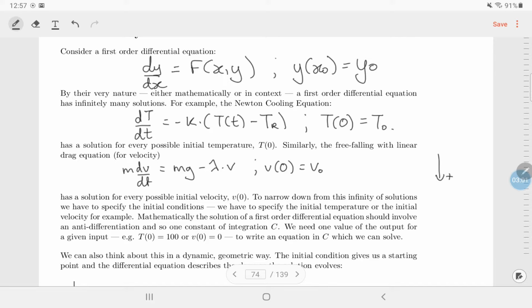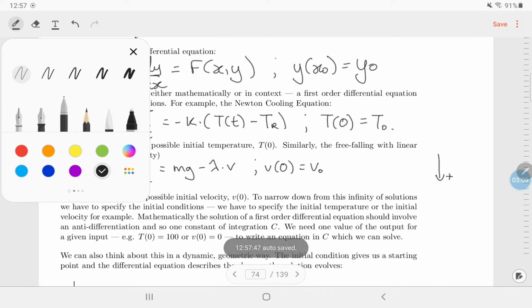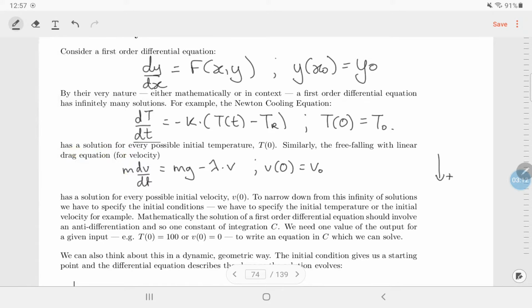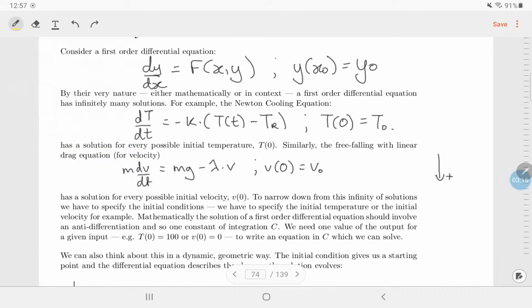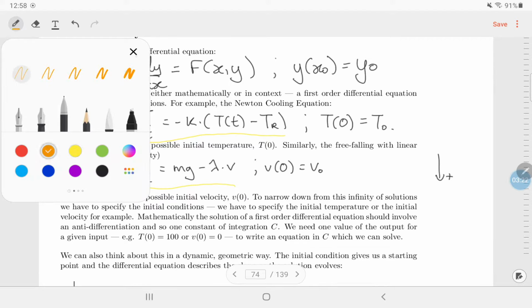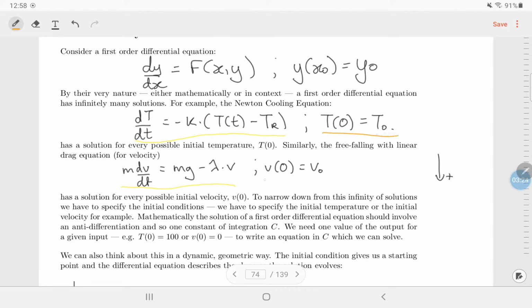Okay, to narrow down from this infinity of solutions, we have to specify the initial conditions. So what I'm trying to say here, it probably wasn't well said, is that this has infinitely many solutions, but if you want to narrow down from the infinitely many solutions to the unique solution, you give an initial condition. That's probably what I want to say.